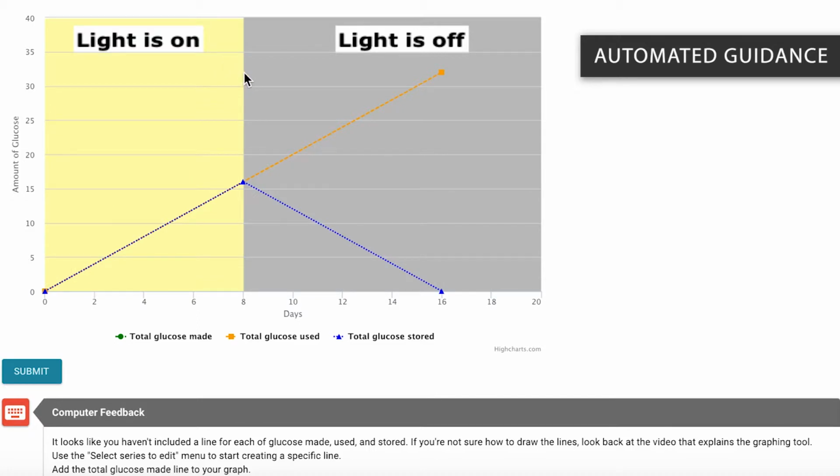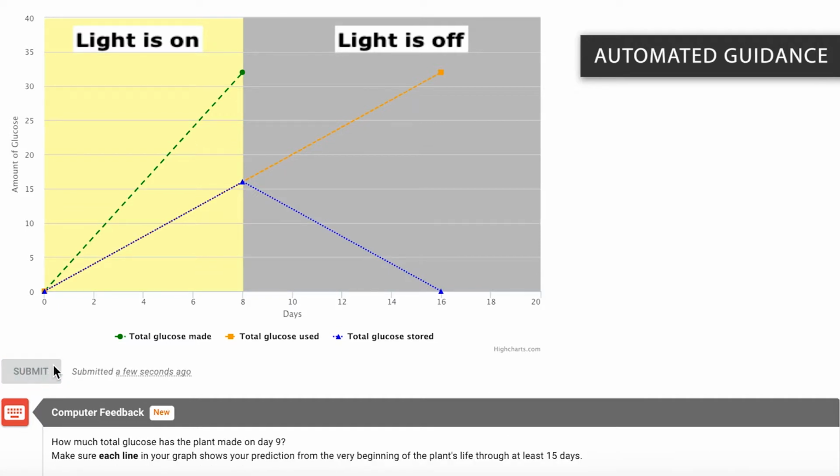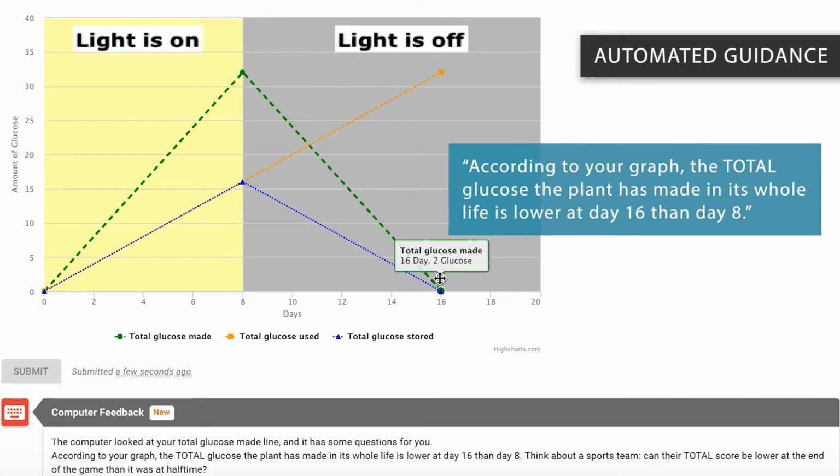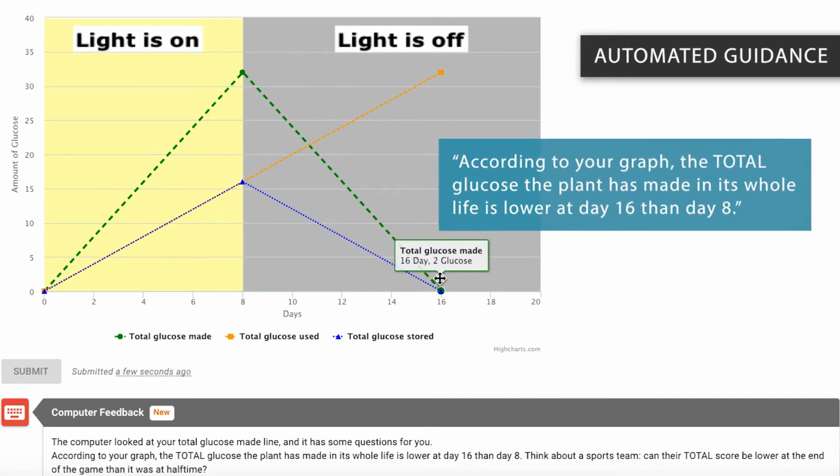These students know the plant only makes glucose in the light, so the line is only drawn in the light. Automated guidance says to keep drawing the line through day 15. Then the guidance says, according to your graph, the total glucose the plant has made in its whole life is lower at day 16 than day 8.